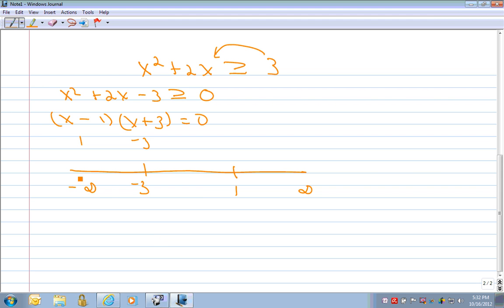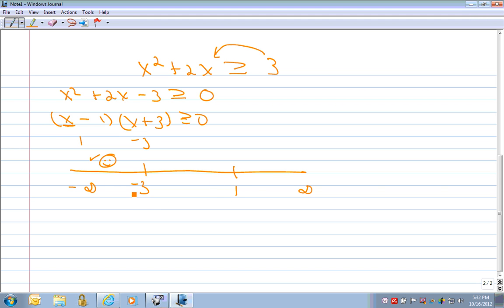Let's think of a really, really small number. If we have a really, really small number for x and we subtract a number, it's going to be even smaller, it's going to be a negative number. If we have a really large negative, like a negative 1,000, we're going to have a negative times a negative. A negative times a negative is a positive. Is a positive greater than or equal to 0? I believe it is. So yes is the answer here. We get a little happy face.